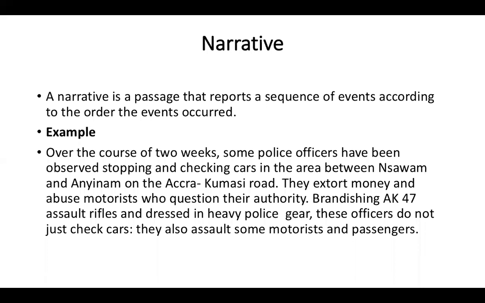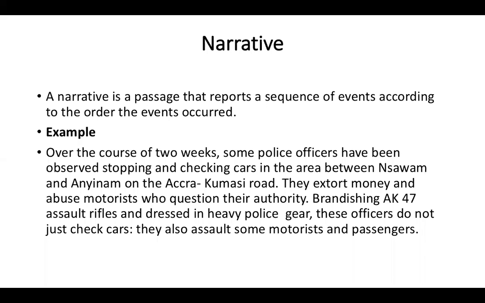What is a narrative? A narrative is a passage that reports a sequence of events according to the order the events occurred. Example, over the course of 2 weeks, some police officers have been observed stopping and checking cars in the area between Nsawam and Anyinam on the Accra-Kumasi Road. They extort money and abuse motorists who question their authority, brandishing AK-47 assault rifles and dressed in heavy police gear. These officers do not just check cars, they also assault some motorists and passengers.